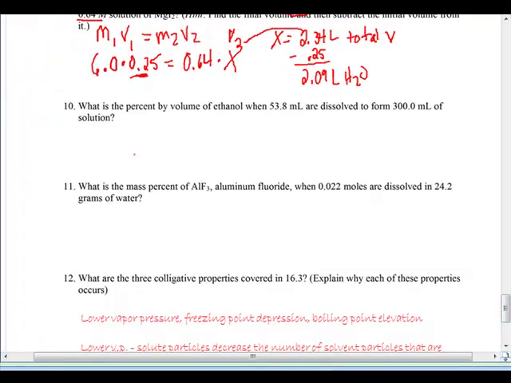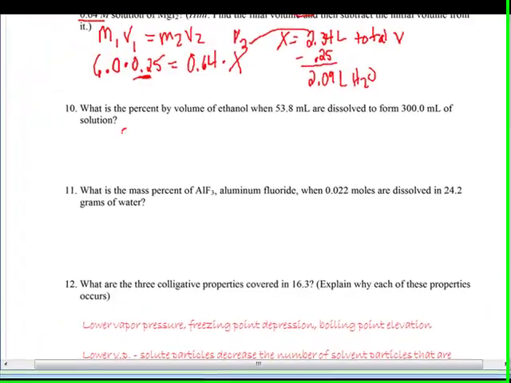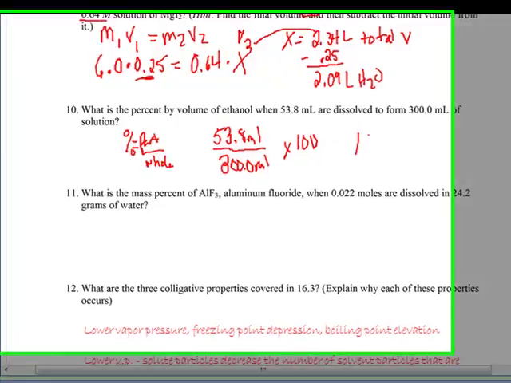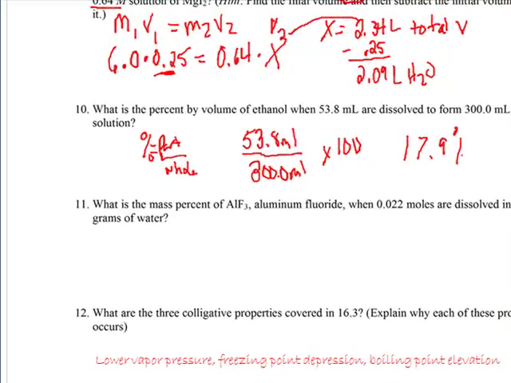Number 10, percent solutions. These guys are nice and easy. You're going to deal with percent is the part equals part divided by the whole thing. So our part is 53.8 milliliters of ethanol, and the whole solution is 300.0 milliliters of solution. Divide the two, multiply by 100, and you should get 17.9%. 17.9% by volume of ethanol.